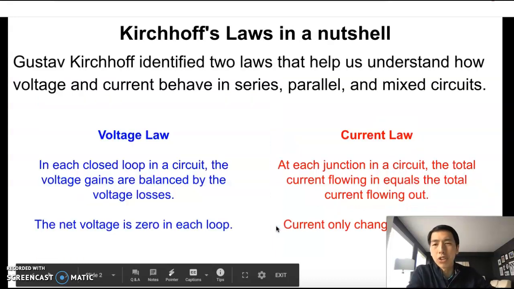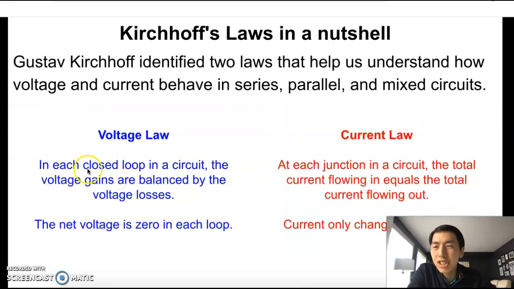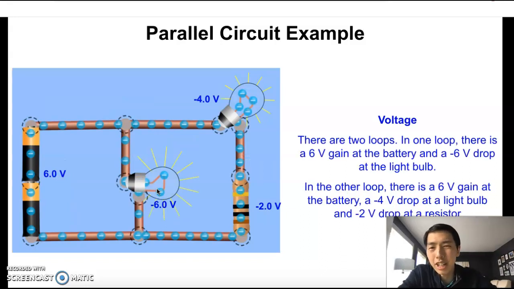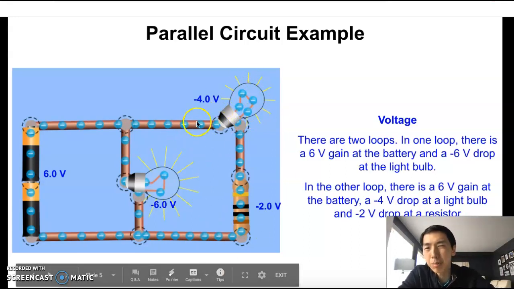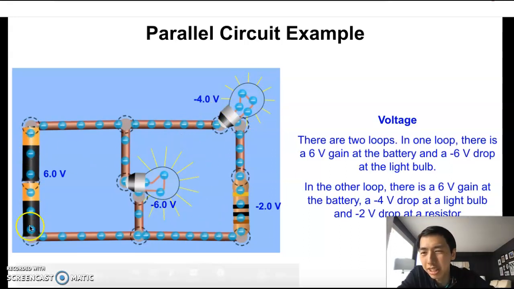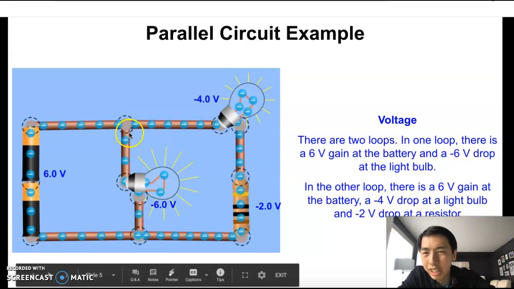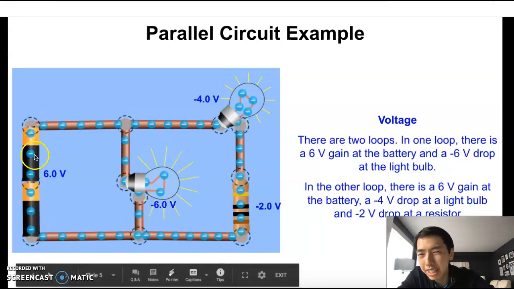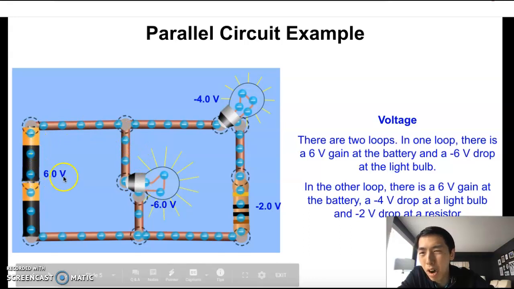And Kirchhoff's voltage rule says that in each of those loops, the voltage gains are balanced by the voltage losses. So we have to look one loop at a time to analyze that. So if I were in the classroom, I'd be covering up half the circuit with my hand and just analyzing the first loop here. Okay, so looking at the first loop, what are the voltage gains? Well, the voltage gains happen at the batteries. So there's a positive 6-volt gain.